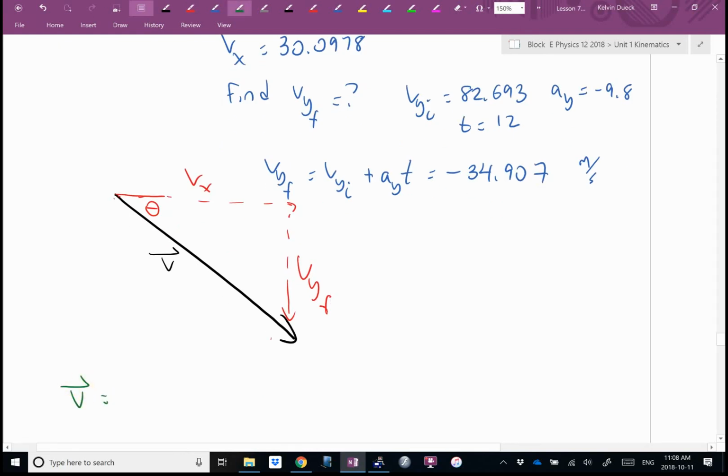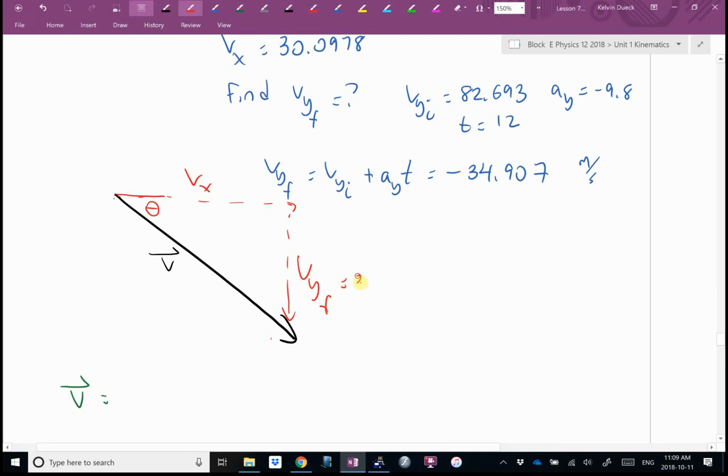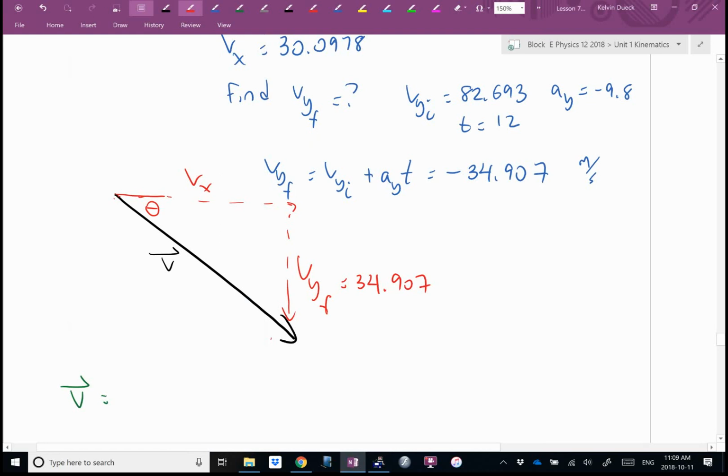It's going to be 30.0978 squared plus answer squared. Now, I realized that I have a negative, but what happens when you square a negative? Yeah, so I can be a little casual. If I wrote it here, though, if I wrote in Vy final, I would write it as positive 34.907. Where'd the negative go? It's that down arrow right there. That's where the negative is contained. Square root. Oh, you get 46.1? I accidentally hit enter again.